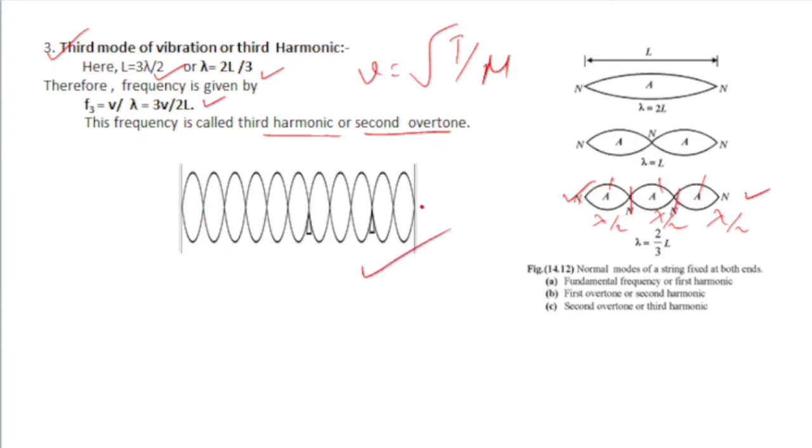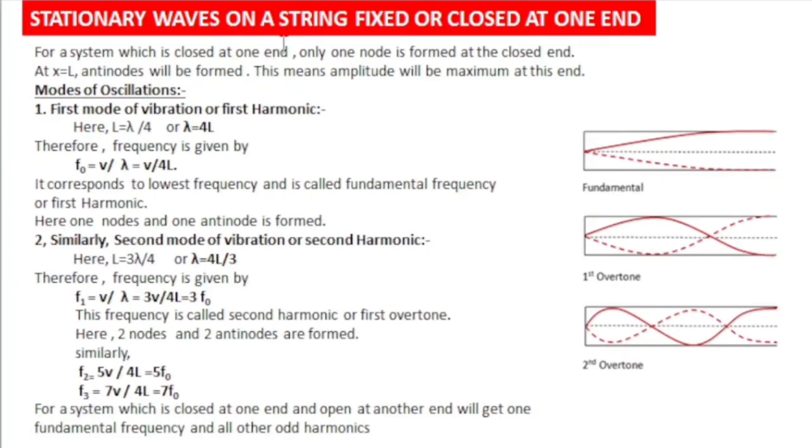Okay, this is the stationary wave in the case of a string fixed at both ends. At both ends, a node is always formed. After this, the next topic is how stationary waves are formed on a string fixed or closed at one end only. When a string is fixed at one end only, it means at the closed end a node is always formed, and at the open end an antinode is always formed.